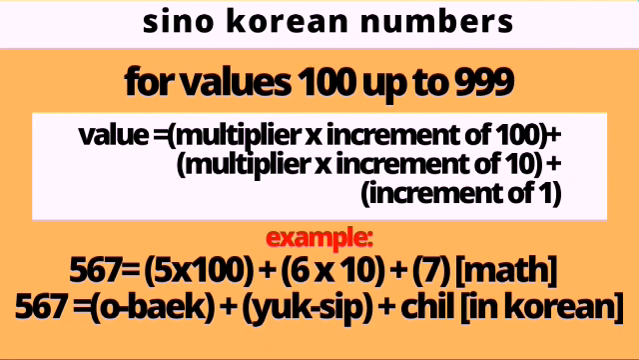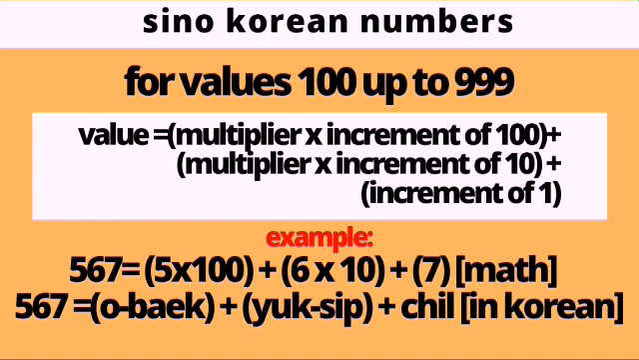Now that we were able to explain how to count from 10 to 99, let's proceed with the values 100 up to 999. So aside from increments of 1 and increments of 10, numbers from 100 up to 999 also involve increments of 100. And therefore, we'll be using bek. So the formula that we should follow is this. Value equals multiplier times increment of 100 plus multiplier times increment of 10 plus the increment of 1.